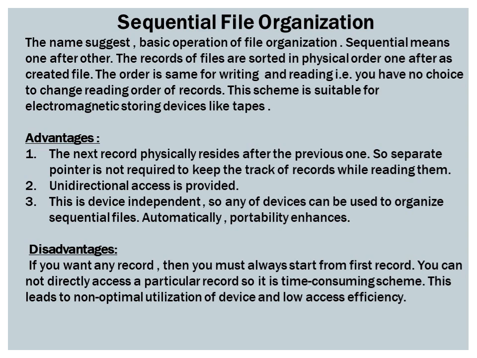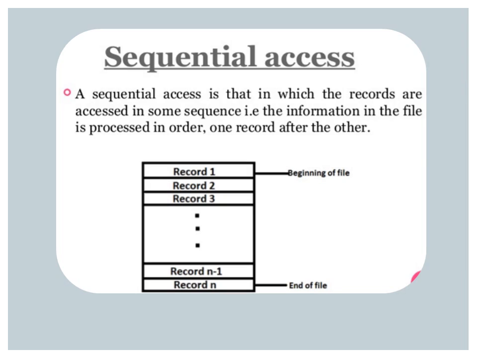So suppose there are 10 records, and from these 10 records you want to read record number 5, then you always have to start from the first record. You cannot directly access that fifth record. You have to go from the first record, second, third and the fourth. So it is time consuming, because the first 4 records you have to compulsorily read, and this leads to non-optimal utilization of the device and low access efficiency.